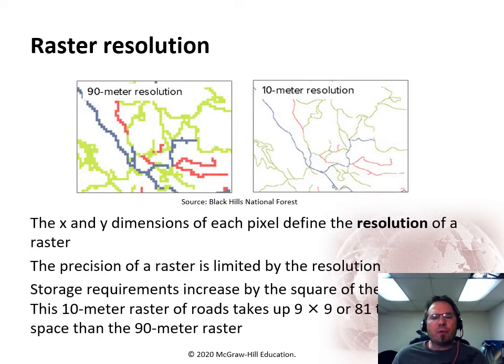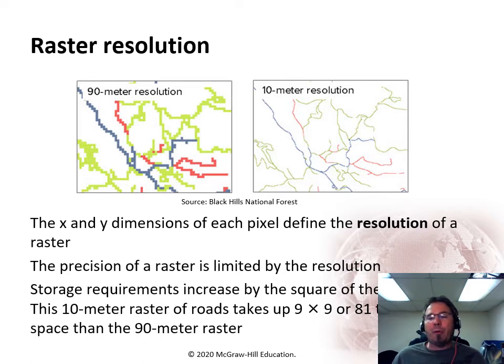So the resolution of a raster is based on the length and width of each cell value. So if I say we have a 10 meter DEM, the length is 10 meters and the width is 10 meters for each cell. Now, the idea with this is that the precision of a raster is limited by the resolution. You can't create more resolution by making the cell size smaller. You can downgrade. I can go from a 10 meter to a 30 meter. That's just sort of subdividing or grouping cells into larger cells. But you can't go from 30 meters to 10 meters.